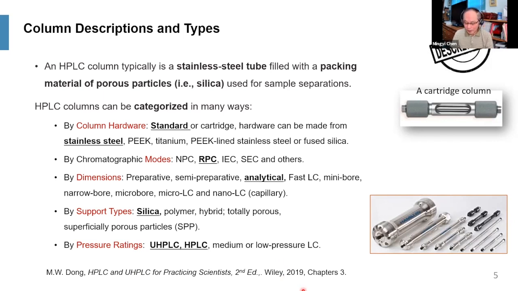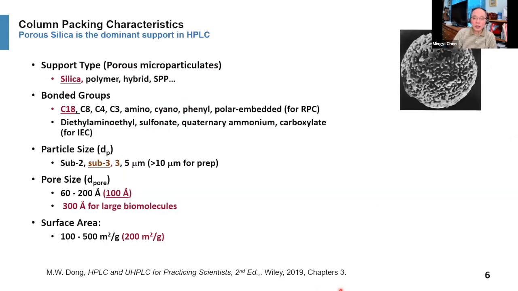So this is chapter 3 of my book that talks about some of these column descriptions and types. I'm not going to spend a lot of time on this one. This is just some common column packing characteristics. Mostly it's silica, the bonded group, C18 is most prevalent. Particle size, I'm a strong advocate for sub 3 micron, and I explain my rationale a little later.